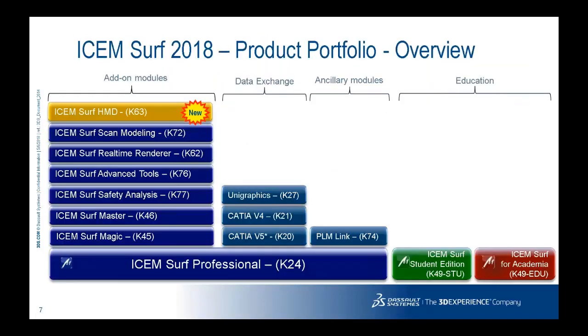Here we can see the add-on modules and the data exchange tools. You can see the highlight there at the top, a new module is ICEM Surf HMD. HMD stands for head-mounted display. Its code name is K63. I'm sure you recognize all the other modules like scan and advanced tools and safety. Over on the right-hand side, you can see the student edition and the academic edition. And we have the exchange tools in the middle. And everything sits on top of ICEM Surf Professional.